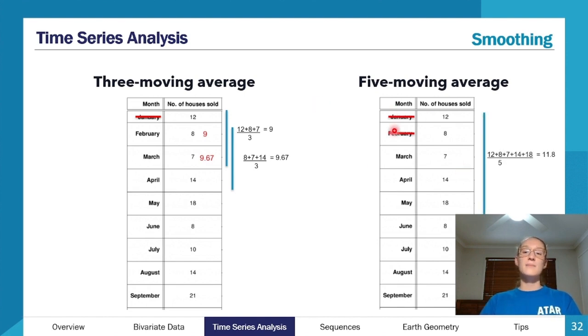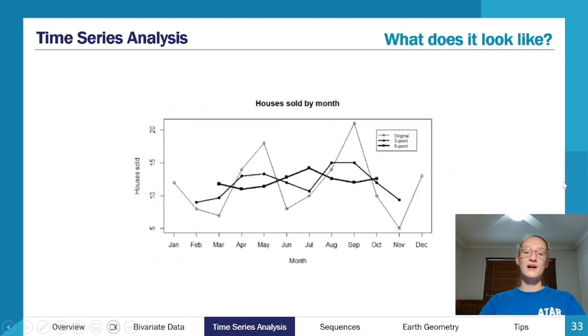The main difference is that we lose our first 2 data points when we do a 5 moving average. That's because we don't have 2 points before January to use, and we don't have 2 points before February to use. But when we're looking at March, we can take March, the 2 points before and the 2 points after, add it all together, divide by 5, and then we get the smoothed value for March.